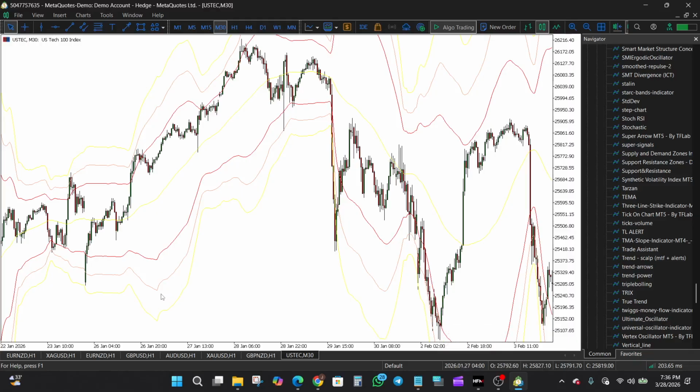But make sure that you always get confirmations before executing any trade, and don't neglect proper risk management.